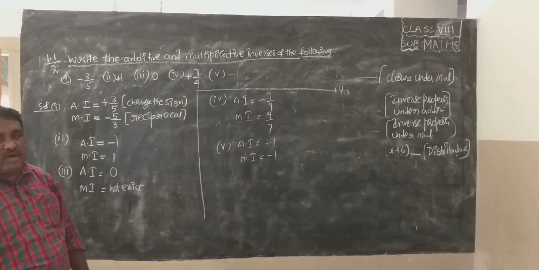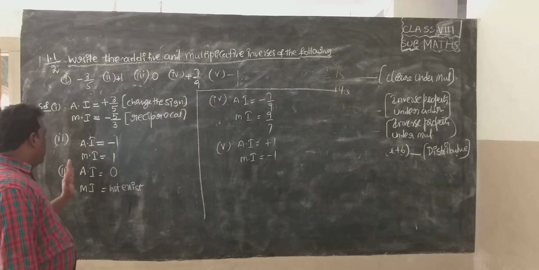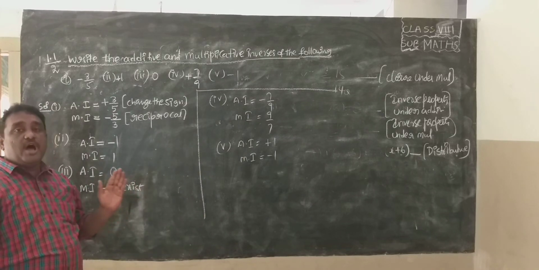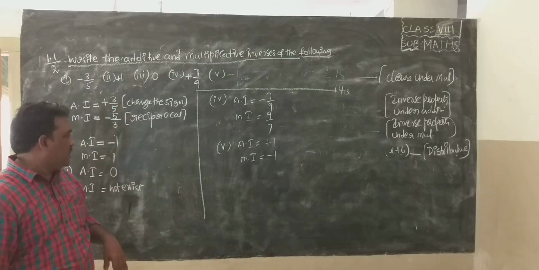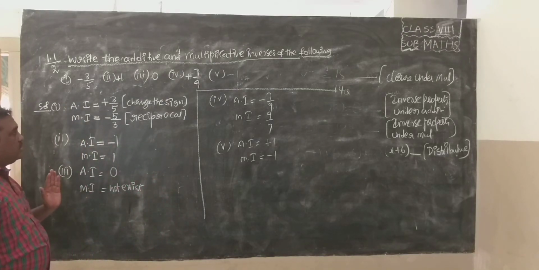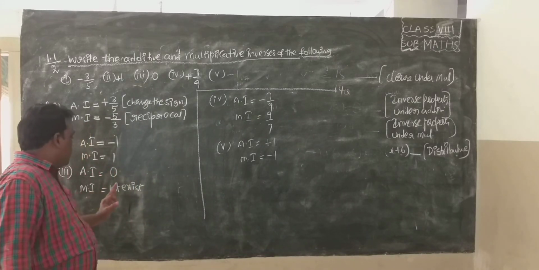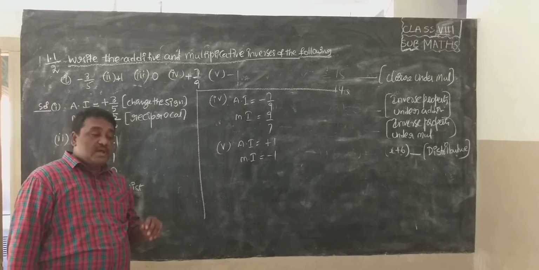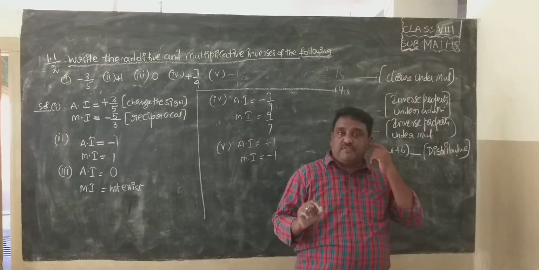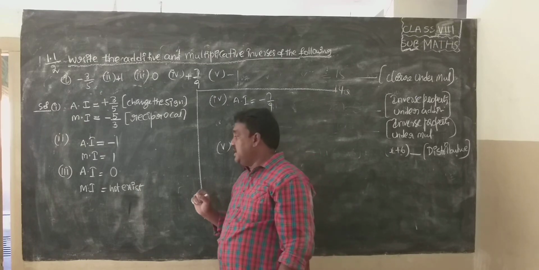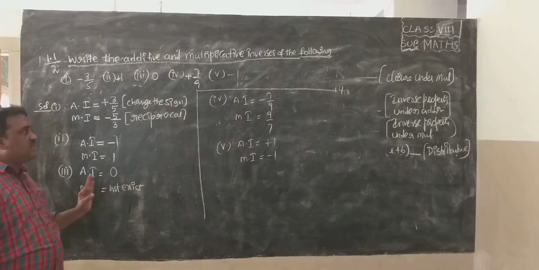Second one, plus 1. What is the additive inverse of plus 1? Minus 1. What is the multiplicative inverse of 1? 1 only. How to get the additive inverse? Change the sign. How to get the multiplicative inverse? Reciprocal. Third one, 0. Additive inverse of 0 is 0. Multiplicative inverse of 0 does not exist. I told you in the introduction also, the additive inverse of 0 is itself. The multiplicative inverse of 0 does not exist, so 0 has no reciprocal.